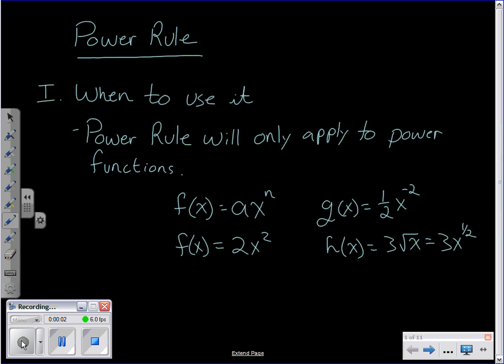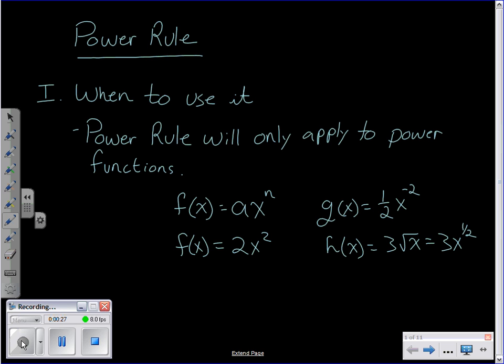So what we're looking at here is something called the power rule for finding derivatives. The key with the power rule is to keep in mind when you can use it. The power rule is only going to apply to power functions. So in arbitrary terms, this is something like f of x equals some real number value a times x to the nth power, where n represents any sort of real number.